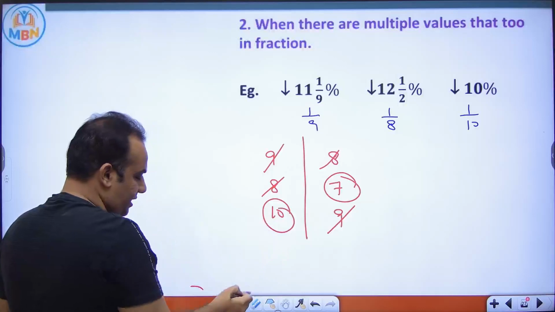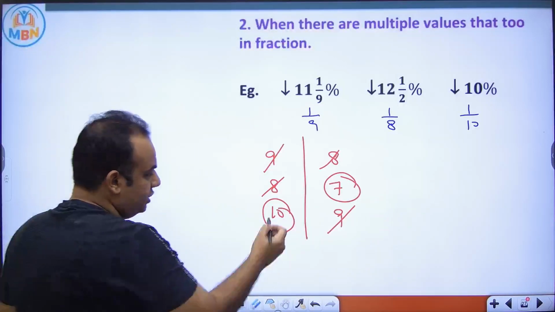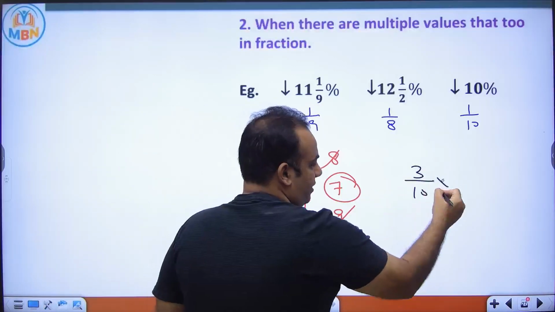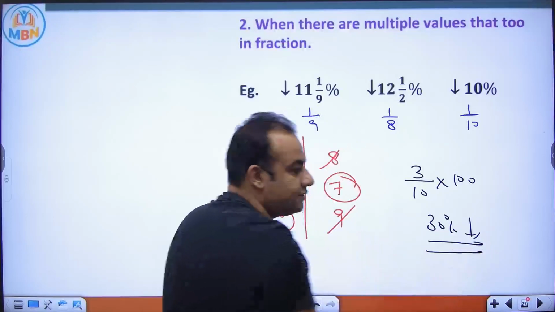So it means the final value is 7. Initial value is 10. So what is the percentage change? From 10 it becomes 7. So there is a decrease of 3 with respect to 10. So the answer is 30% decrease.